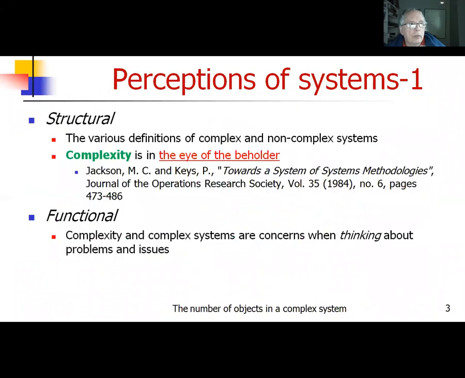If we look at a system from the structural perspective, there are various definitions of complex and non-complex systems. One of them that I pick out in particular is the one by Jackson and Keyes, which states complexity is in the eye of the beholder. From a functional perspective, complexity and complex systems are concerned when thinking about problems and issues.